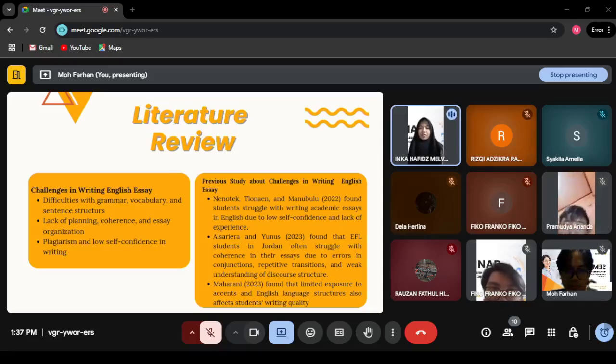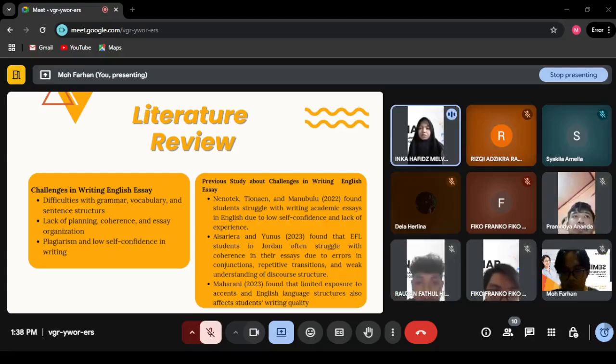Last is Maharani 2023. In her study, revealed that although her research focused on listening skill, limited exposure to various English language structures also affects the quality of students' writing, particularly in terms of vocabulary richness and syntactic variation required in academic writing. Next slide.